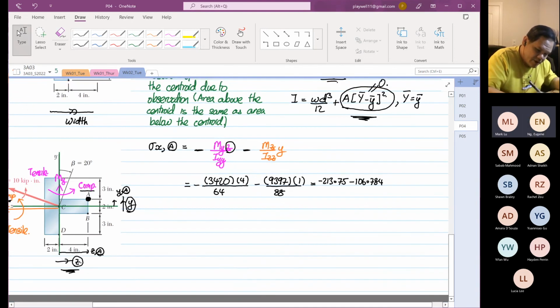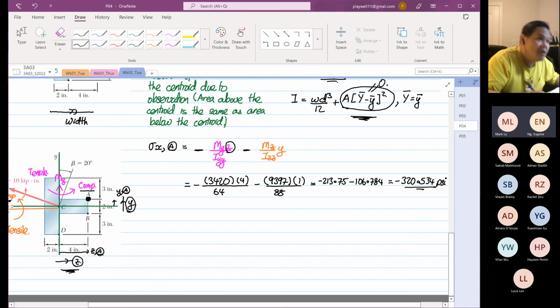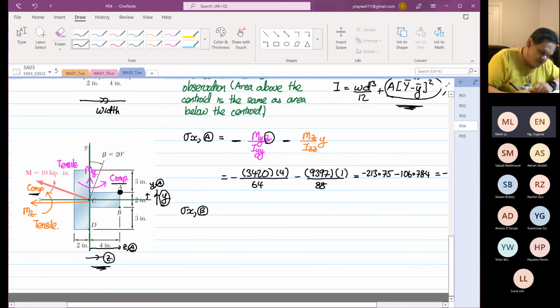So our stress is equal to minus 213.75 minus 106.784. You add them together, it is minus 320.534 psi. Okay. Then the next point we want to find is stress x at point B.